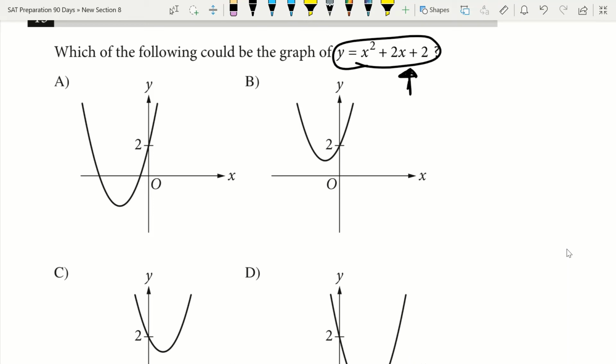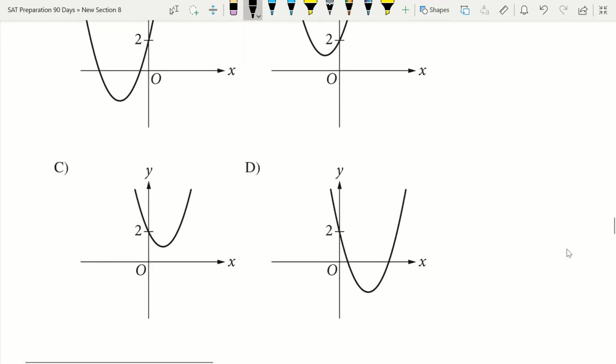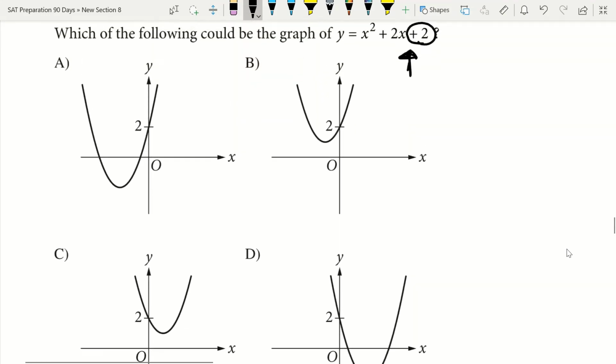So one thing I see immediately is my y-intercept is going to be positive 2. So I'm going to check and make sure they all have a y-intercept of positive 2. I see that they do, so I can't get rid of anything based on that.